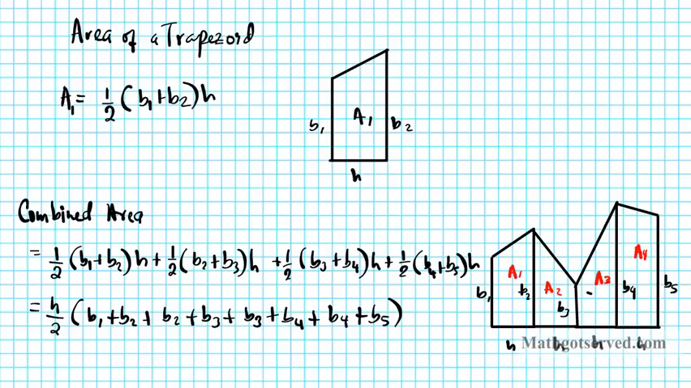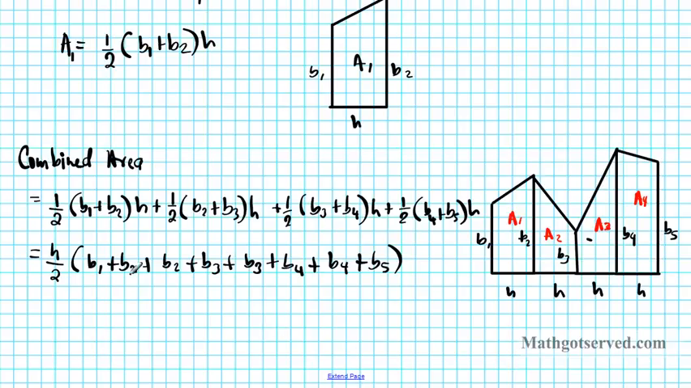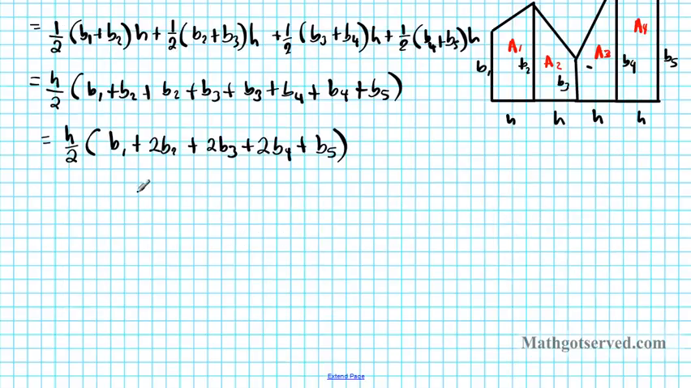Okay? You notice something happening here? You have a repetition of all the interior side lengths, right? They're all repeated. So if we simplify further, we have h over 2 times b1 plus 2b2 plus 2b3 plus 2b4 plus b5. Okay? So you see the similarity between this and the trapezoidal rule.